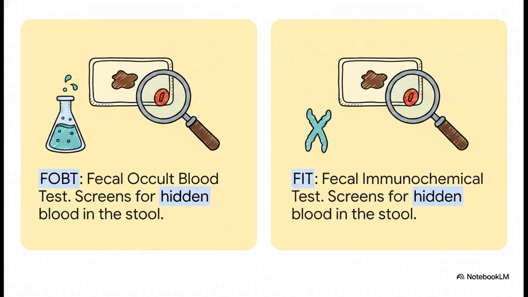Now, before someone even gets to a colonoscopy, they might do one of these less invasive screenings. We have the FOBT, or fecal occult blood test, and the FIT, the fecal immunochemical test. Both of them are designed to find occult blood, and occult just means hidden, in the stool. You can think of them as giving us the initial clues that tell us if we need to take a closer look with a colonoscopy.